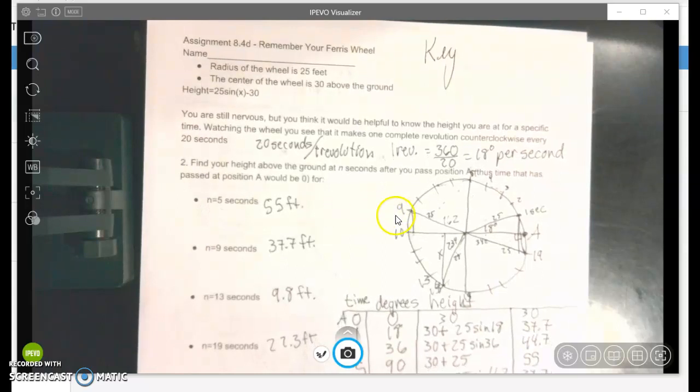So what we're doing is we're taking the Ferris wheel and the activity that you did a couple assignments ago, and looking at graphing those positions. If you remember, you looked at the Ferris wheel and the height at point A was 30 feet, and then you had to figure, if you were at all these points along the positions of the Ferris wheel, how high would you be?